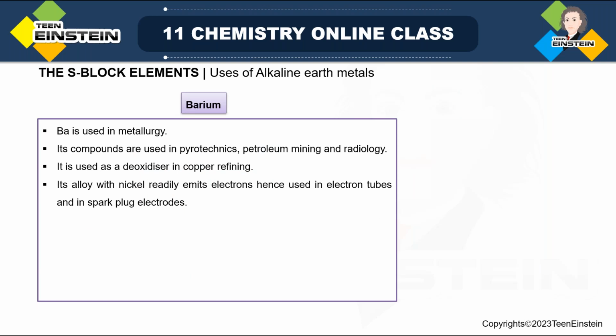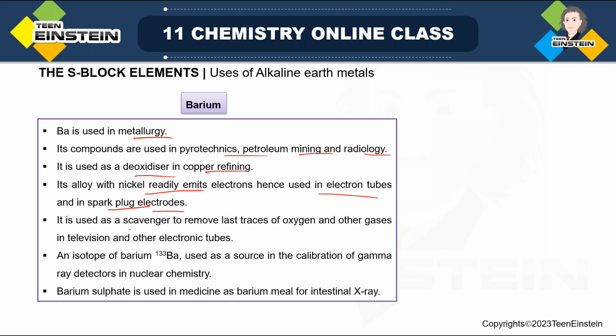Then we have barium. It is used again in metallurgy just like calcium. Its compounds are used in different methods. Then deoxidizer in copper refining just like calcium. Its alloy with nickel readily emits electron, hence used in electron tubes and in spark plug electrodes. Then it has application as a scavenger to remove large traces of oxygen.